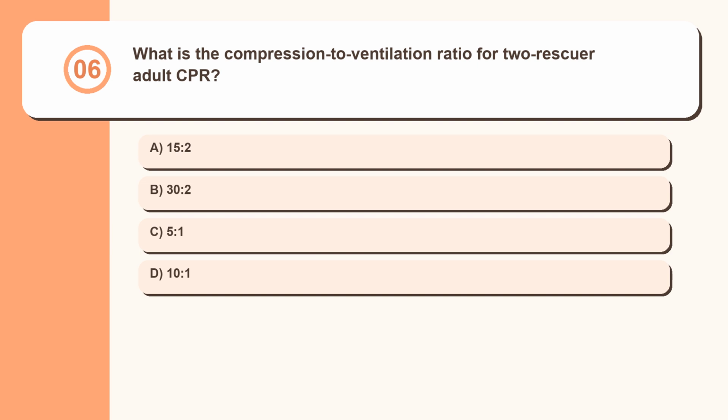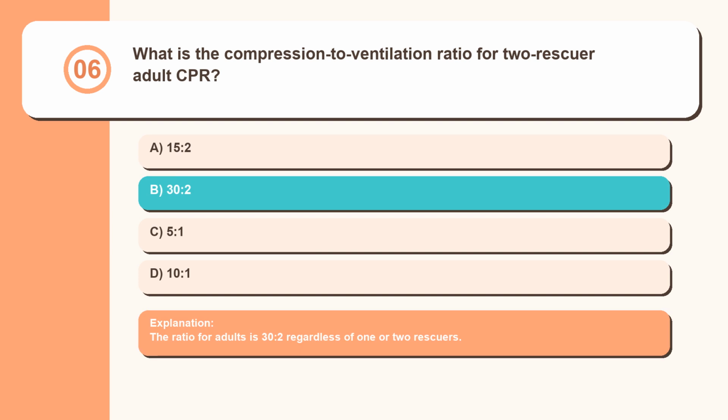Question 6. What is the compression to ventilation ratio for 2 rescuer adult CPR? 15:2, 30:2, 5:1, 10:1. The ratio for adults is 30:2 regardless of 1 or 2 rescuers.